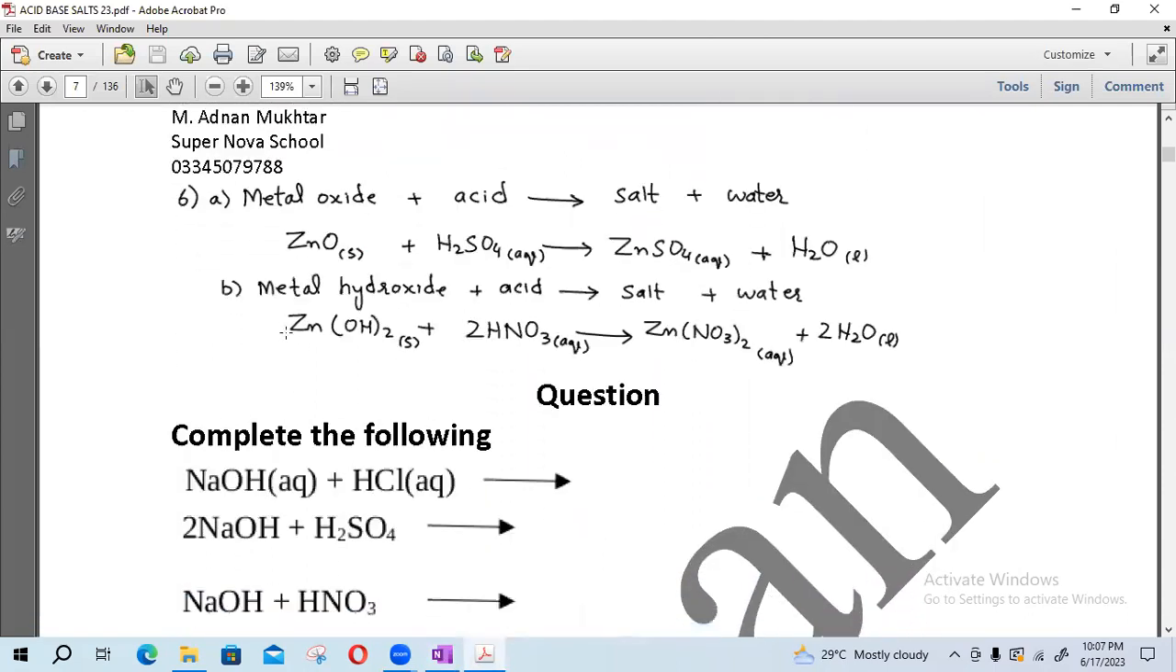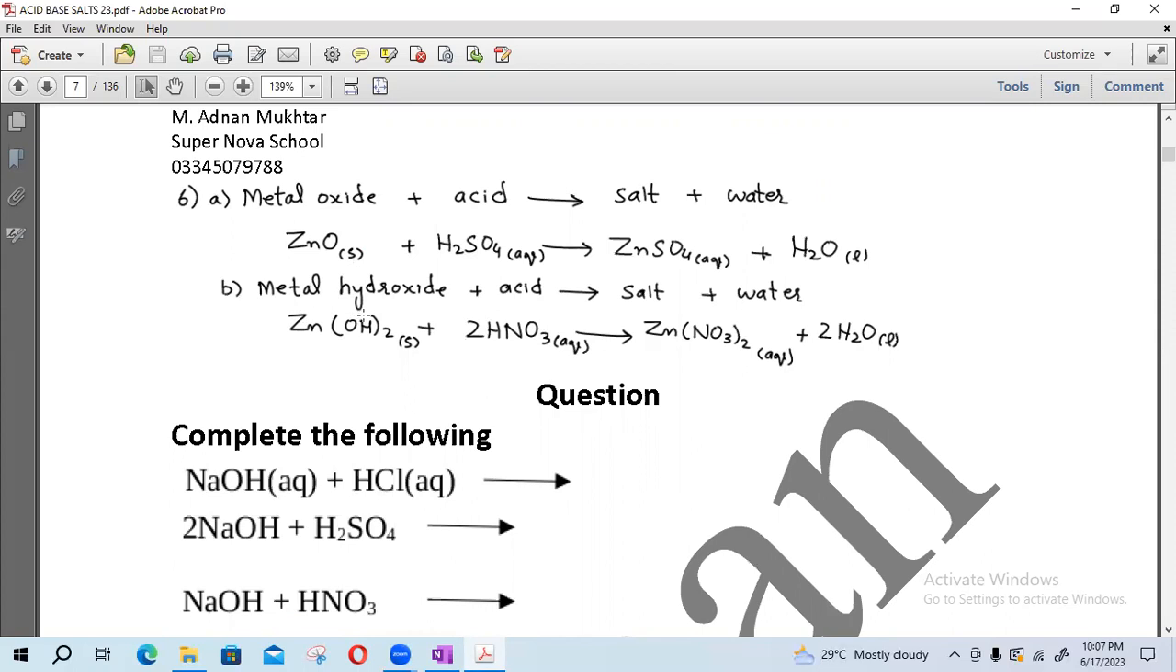After that, we have the sixth property of an acid, that is when we have a metal oxide, it forms salt and water. We have zinc oxide as the metal oxide and sulfuric acid, and it forms zinc sulfate. Similarly, we can use metal hydroxide instead of metal oxide. If you use metal hydroxide, it will form the same product as formed earlier.